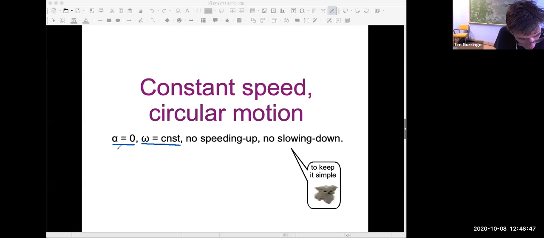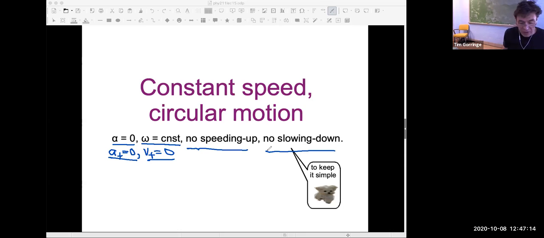It's also a case where tangential acceleration is going to be 0 because the angular acceleration is 0. And tangential velocity is going to be 0 because the angular velocity is 0. Again, that's because there's no speeding up and no slowing down. So it is a special case, but it's a very important special case. And we're going to look at this special case just to keep things a bit simpler as we begin to investigate this kind of hidden world, I think of it, of centripetal acceleration and centripetal force.